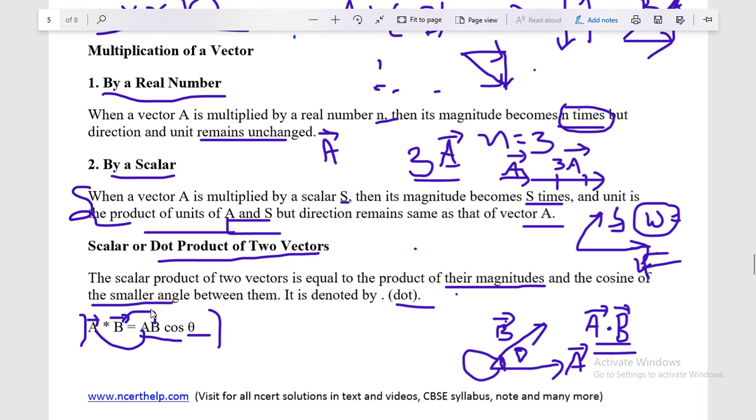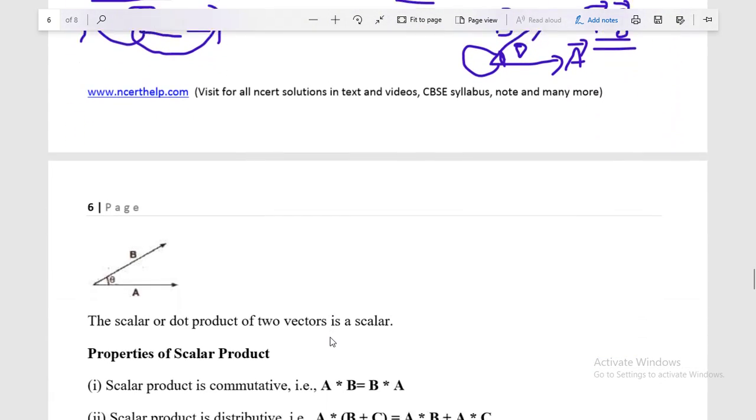This is because the scalar product of two vectors, the result will be a scalar. This part is a scalar quantity. It means this A dot B is scalar, so it does not have direction. So this is the scalar or dot product of two vectors, and I hope you understand how you can find the value of the dot product of two vectors.